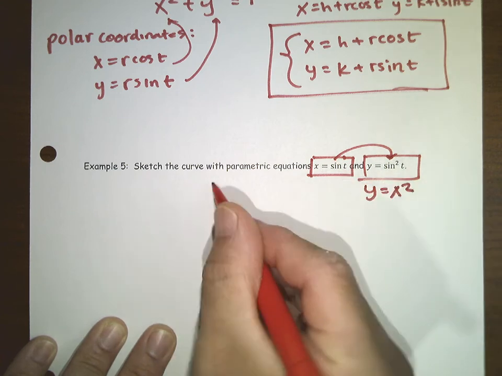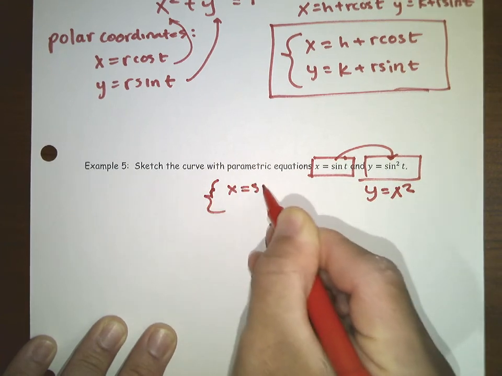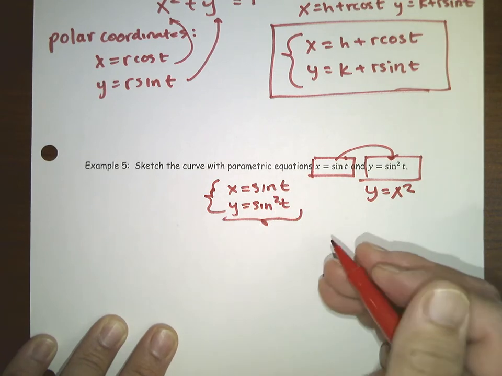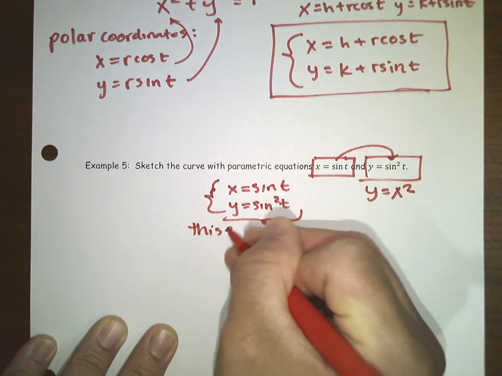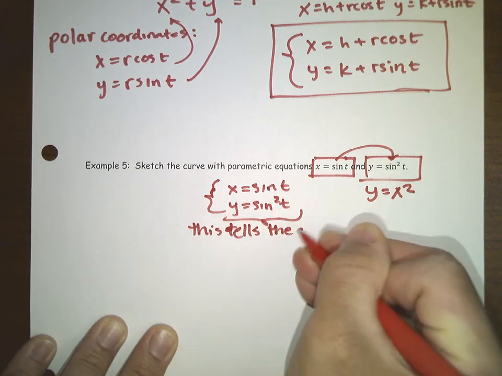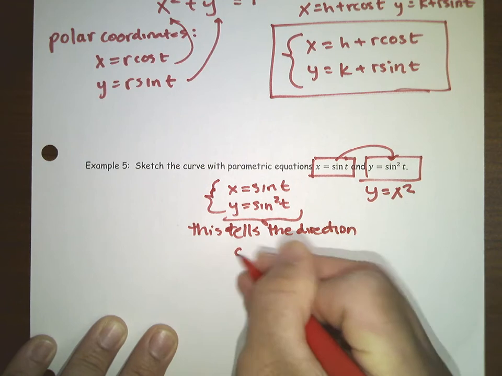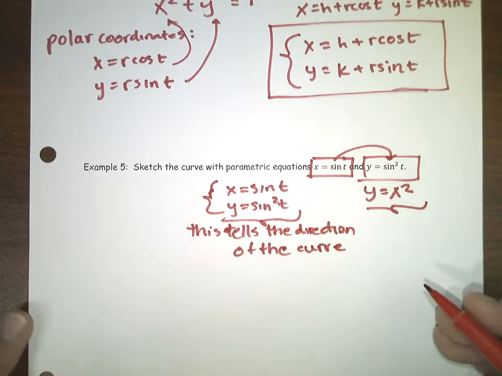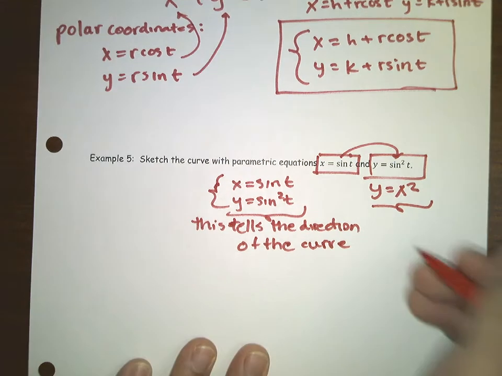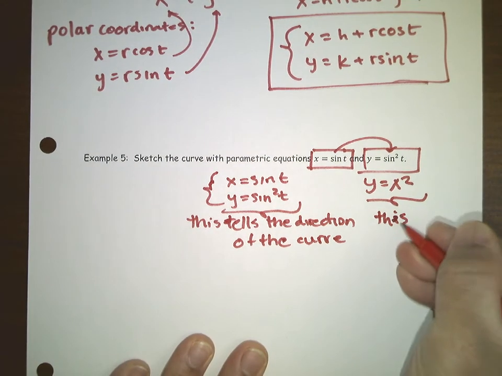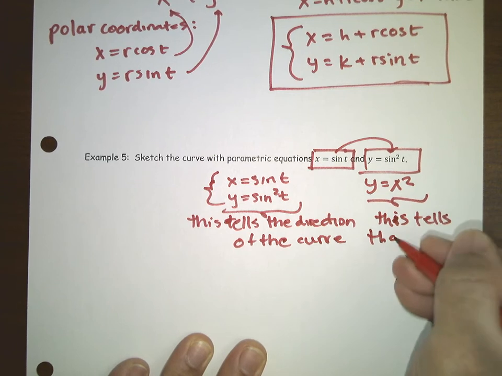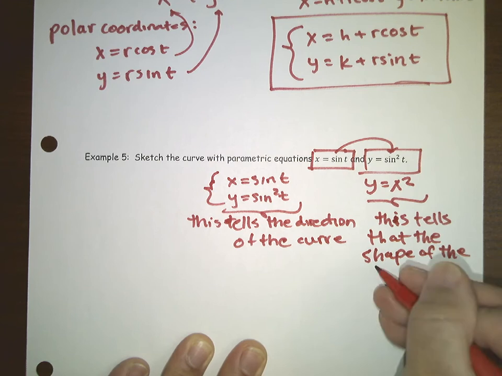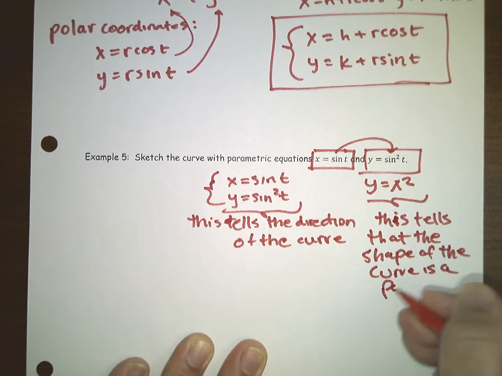So the parametric equations, remember, x equals sine of t and y equals sine squared of t. This tells you the direction of the curve. And then this equation over here, y equals x squared, will tell you that the shape of the curve is a parabola.